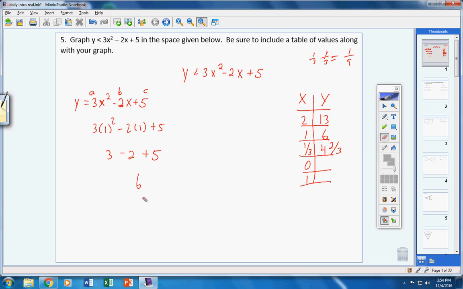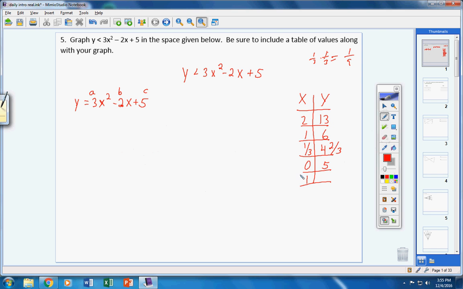Okay, moving on to putting a 0 in for x. 3 times 0 squared, negative 2 times 0, positive 5. 0 squared times 3 is 0, 2 times 0 is 0, plus 5. So 0 plus 0 plus 5 would be 5.